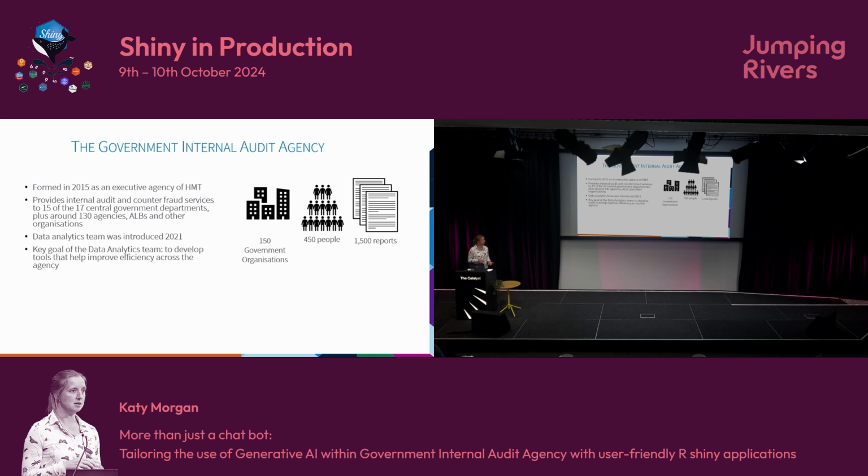So just a quick introduction into who we are. We provide internal audit and counter-fraud services to most central government departments, and also agencies, arm's-length bodies, and other government departments. One of the main goals of the data analytics team was to identify routine tasks that have been performed across the agency over and over again, and try to help make them more efficient. As an example, GIA generates around 1,500 audit reports every year. So if we could possibly speed that process up, that would free up a lot of time and resource for other things.